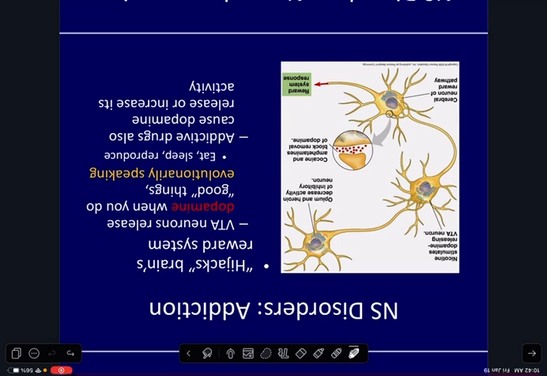Okay? And that dopamine high is what makes us feel good. So of course we chase after it. That's what addiction really is at its base: just keeping that reward pathway activated when otherwise it would be shut down.